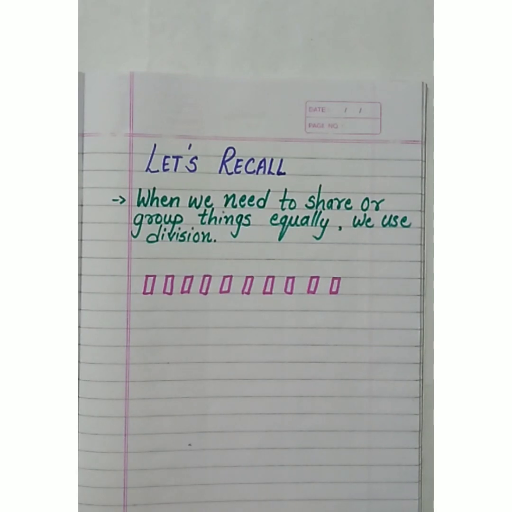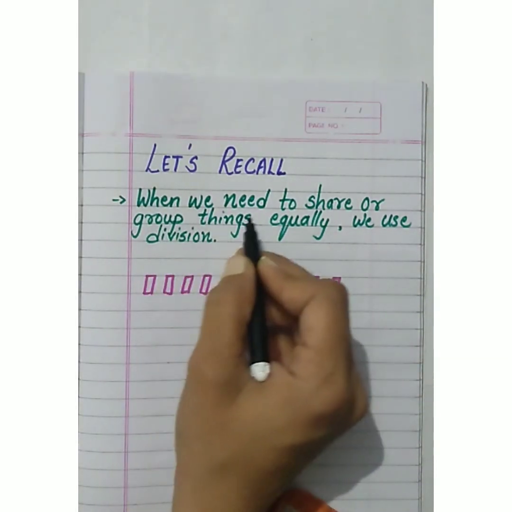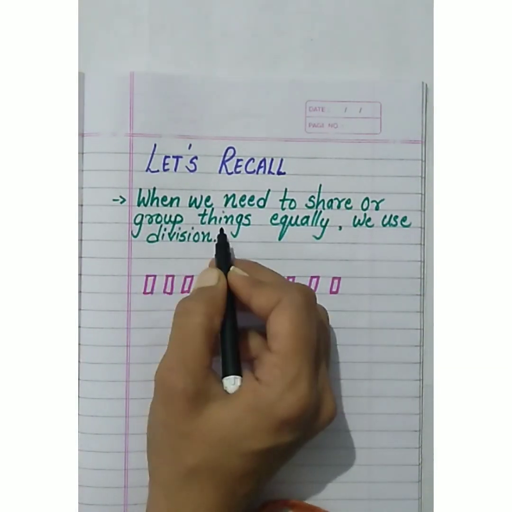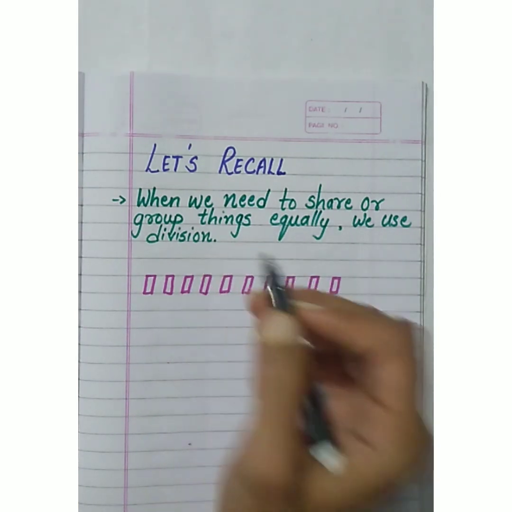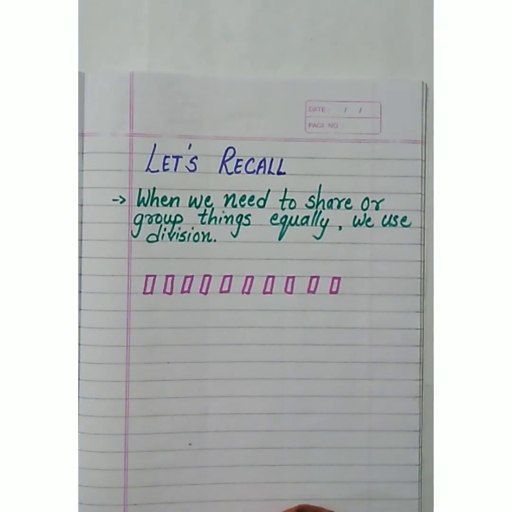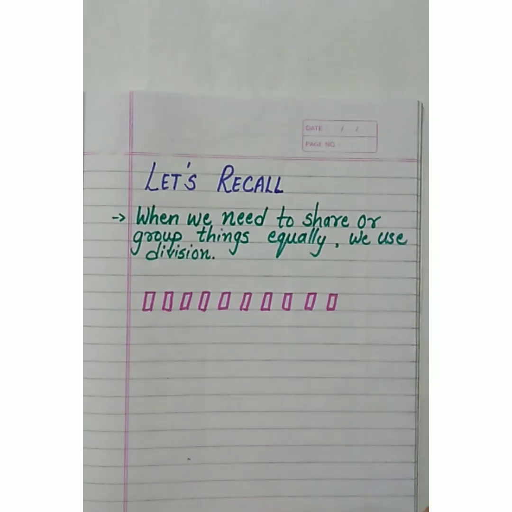So, let's begin with our new chapter, that is chapter 6, division. Let's recall, when we need to share or group things equally, we use division. It means whenever we need to share the things equally or we need to distribute the things equally, we use division. When we group things, we use division.